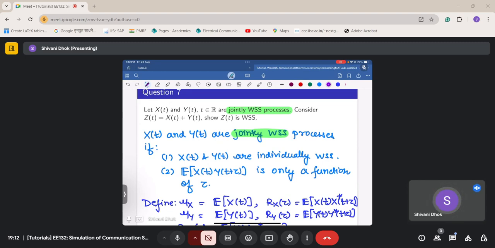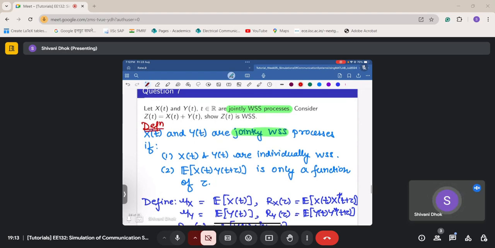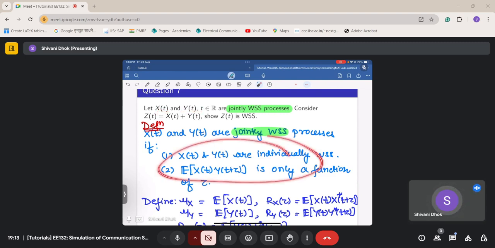So the first thing that we looked at was that we got an additional term here, which is jointly wide sense stationary processes. First we need to understand what jointly wide sense stationary processes mean. So we first defined what joint wide sense stationary processes are. Two random processes xt and yt are jointly wide sense stationary if, first, xt and yt are individually wide sense stationary processes, and second, the cross correlation function, that is expectation of xt into yt plus tau, is only a function of tau. So this is the definition of jointly wide sense stationary processes, and if xt and yt are jointly wide sense stationary, they should satisfy these two properties.